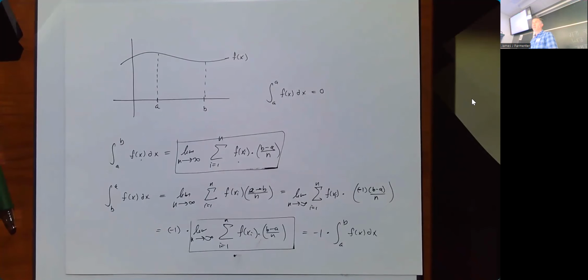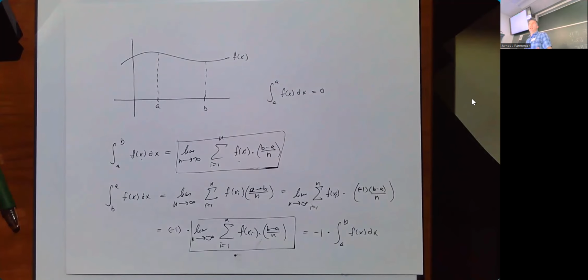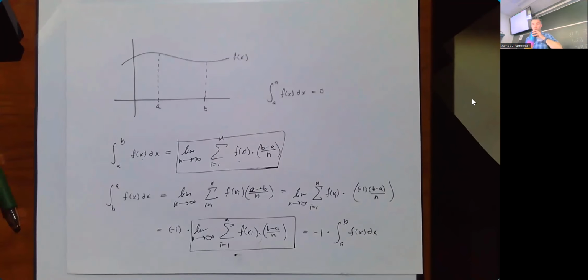It's kind of funky, but it is true that when you interchange the order of integration, you change the sign of the original integral. So if you ever want to switch a and b, you're certainly welcome to do that. Just make sure that you slap on a negative in front of the whole thing. It actually is really convenient sometimes.